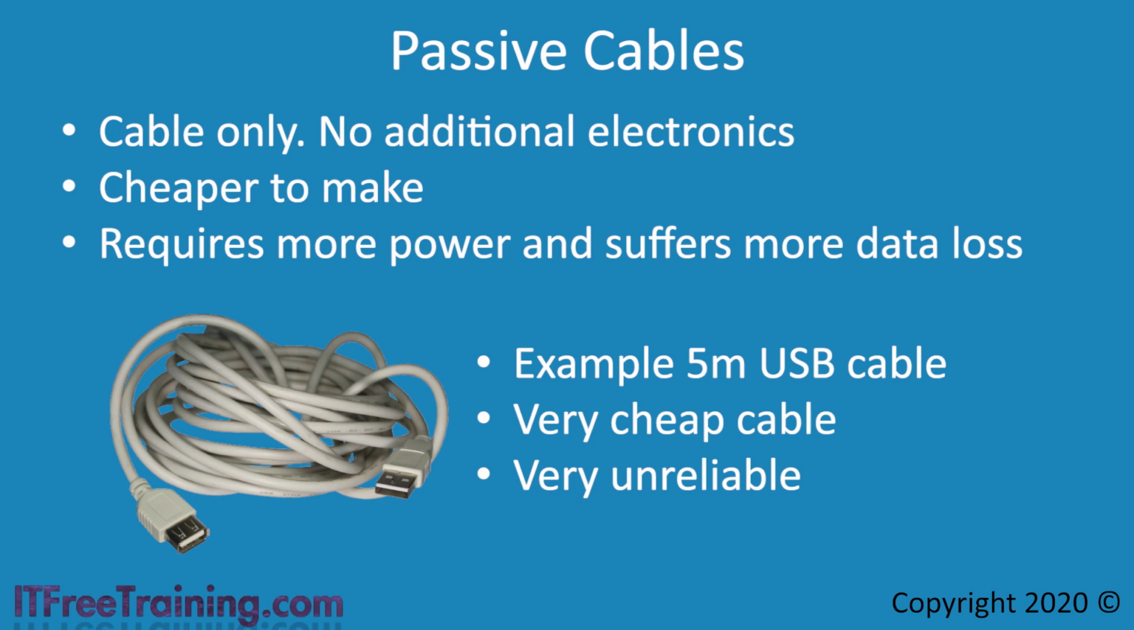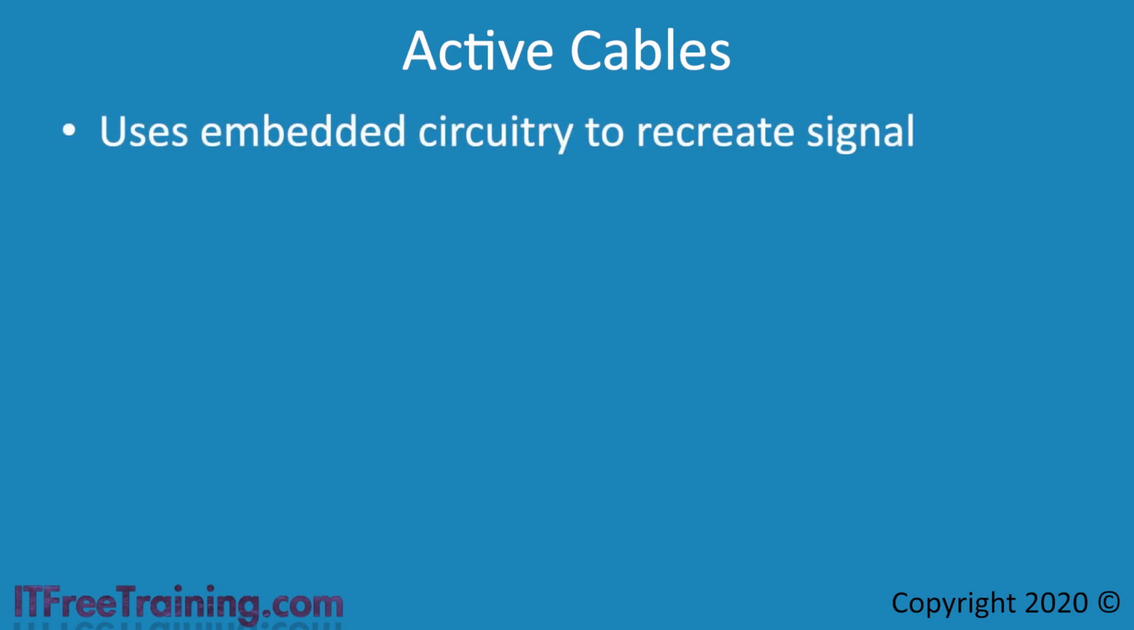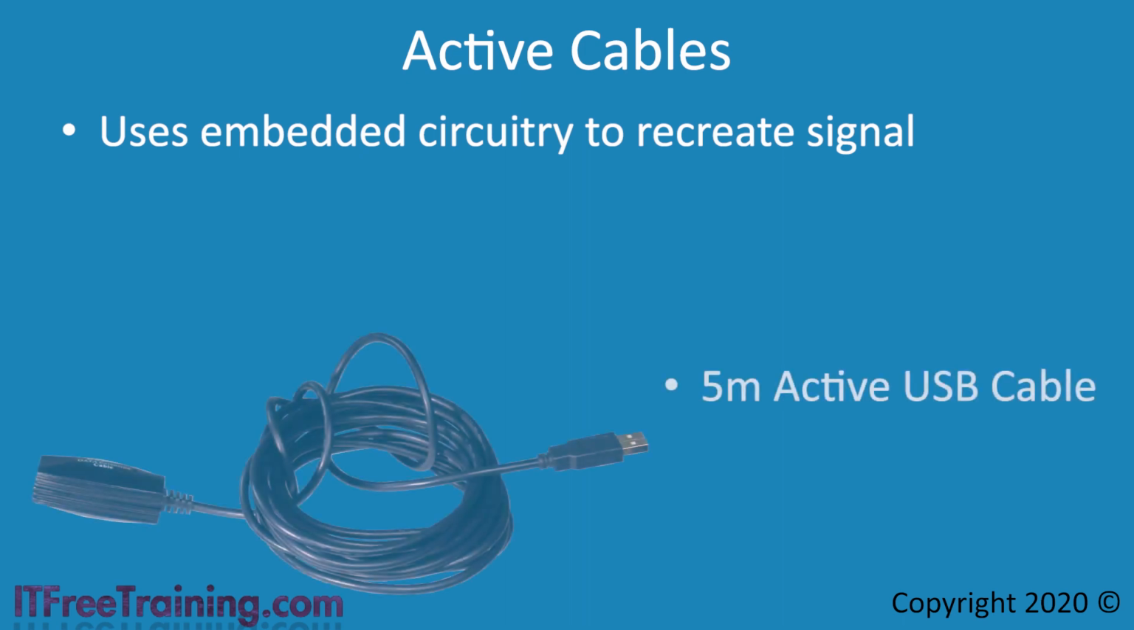Let's look at how active cables eliminate some of these problems. An active cable uses embedded circuits to recreate the signal. Shown here is an active 5-meter USB cable. You can see on the left-hand side of the cable there's a large plastic casing attached to the cable. This contains the circuits which make the cable an active cable. In a moment, I will have a look at the circuits that are inside.